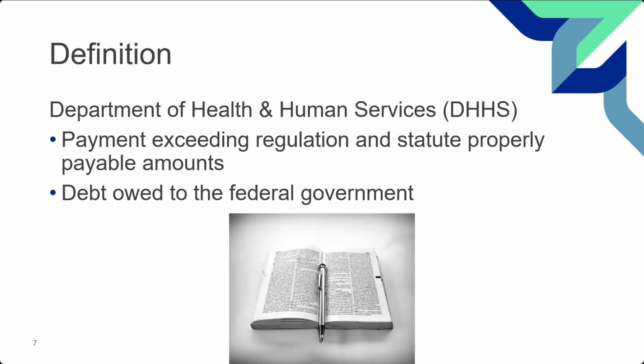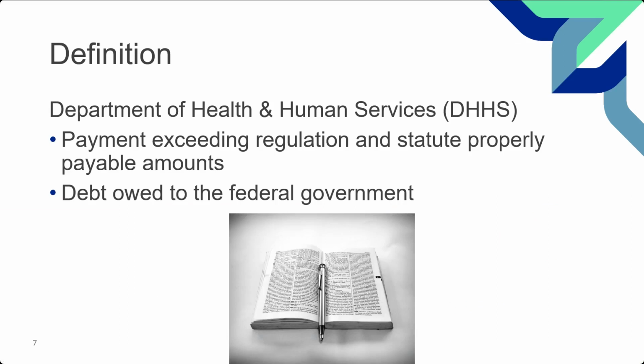So let's start with a basic definition. A basic definition is that this is money owed to Medicare. The Department of Health and Human Services is the department that's over the Center for Medicare and Medicaid Services. So whenever there is money owed, the federal government does want this back.